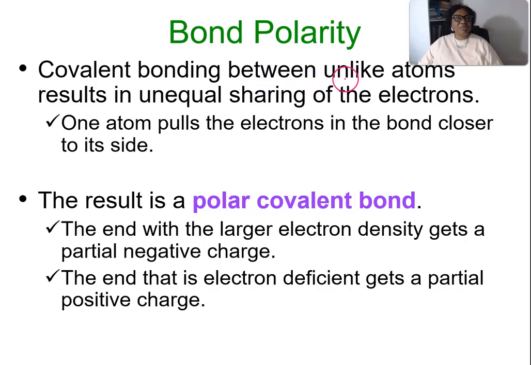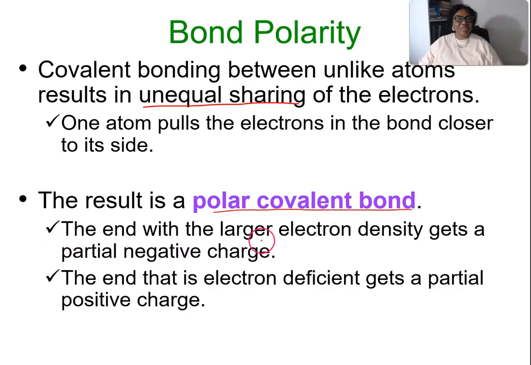Covalent bonds between unlike atoms, which are not the same, result in unequal sharing of electrons. In this unequal sharing of electrons, one atom pulls the bonded electrons closer to itself than the other. And most of the time, the atoms that pull the bonded electrons closer to themselves are the more electronegative elements. The result is that a polar covalent bond is formed.